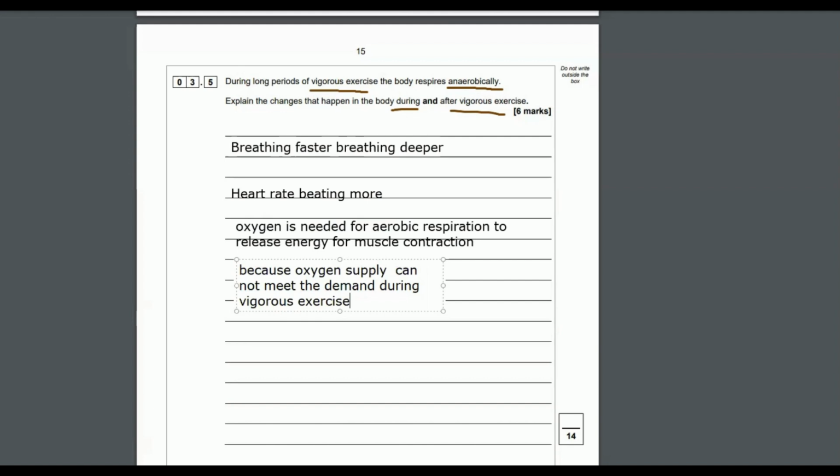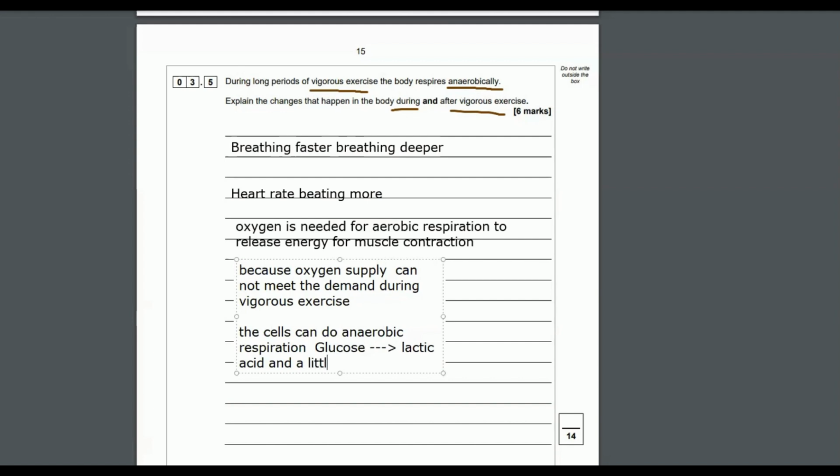This means that we end up doing some anaerobic respiration. And what is anaerobic respiration? Inside your muscles is a store of glucose, and glucose can be turned straight to lactic acid, but it releases a little energy. Because oxygen supply cannot meet the demand during vigorous exercise, the cells can do anaerobic respiration. What is anaerobic respiration? This turns glucose straight into lactic acid and a little energy.